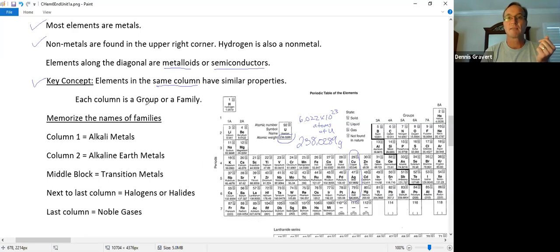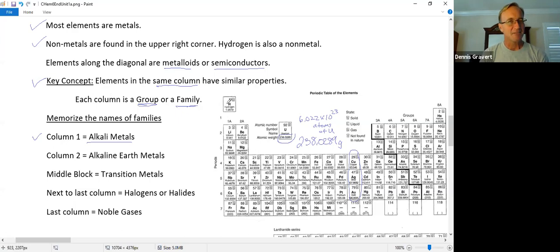And so it turns out that this trend, that elements in the same column have similar properties, we call that a column a group or a family. And then a family is going to have a common last name. So I need you to know 5 family names. And here they are. So column 1 are the alkali metals. And it begins with lithium. Here's column 1. Lithium, sodium, potassium, rubidium, cesium, francium or francium, however you want to pronounce it.